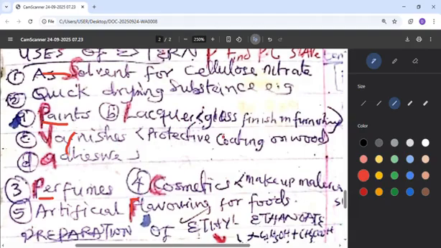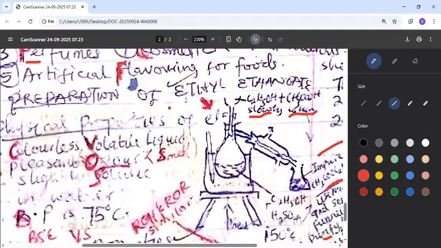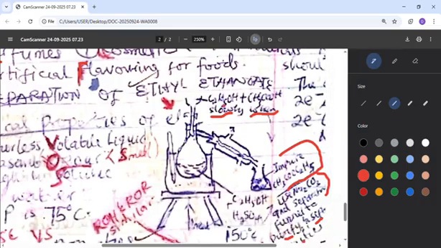Varnish is a protective coating on wood, meaning after making your furniture, you varnish it against all these pests that eat wood. So that's V. So the next thing we look at is how do we prepare ester, ethyl ethanoate. To prepare it, take your ethanoic acid slowly.